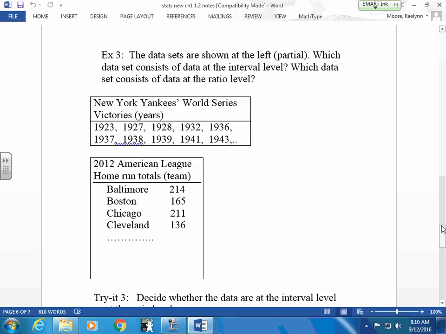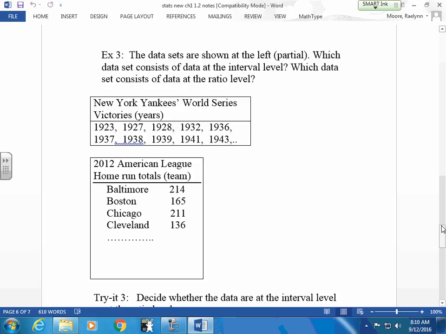Probably the second one. You agree, Chris? Yes. Second one? Why the second one? Who hit more home runs, Baltimore or Boston? Baltimore. Can we tell how many more? Mm-hmm. So we have some kind of meaning. Can we make a ratio? Can we say that Baltimore hit maybe 1.2 times as many? It doesn't have to be exactly half, but say it was. Can I say they hit twice as much, half as much, 1.2 times? I can make this a ratio.